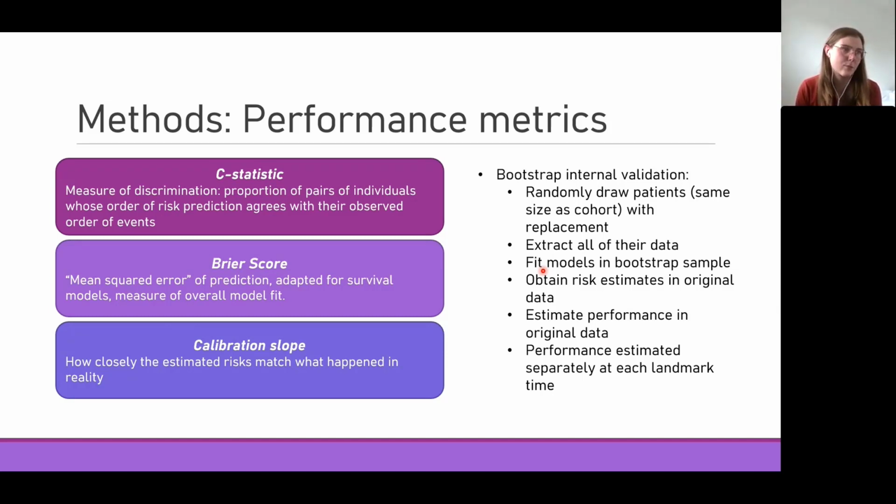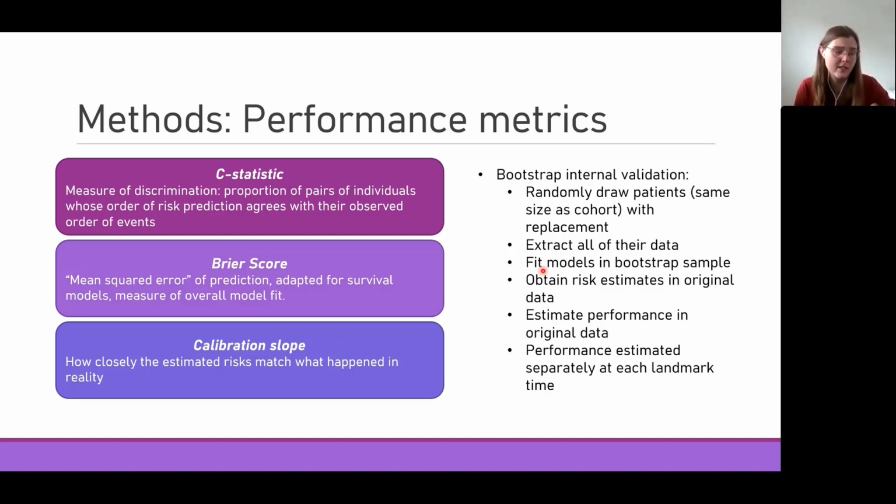And we captured that using the calibration slope. So in this case, all of the performance metrics were estimated using a bootstrapping internal validation, where we draw a sample the same size as the original cohort from that data, but that's drawn with replacement. So people can occur multiple times in the bootstrap sample.